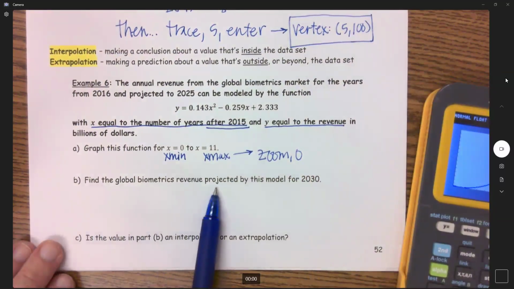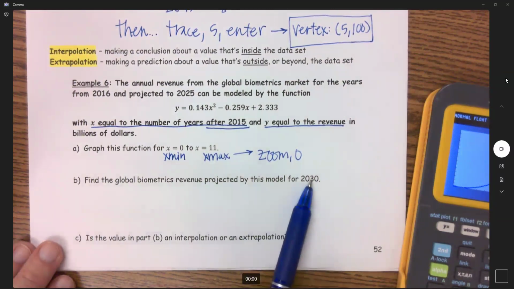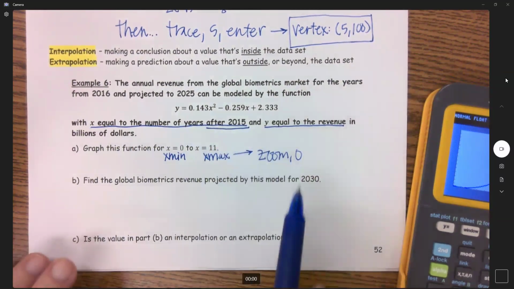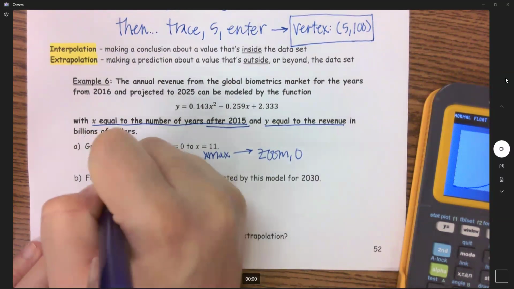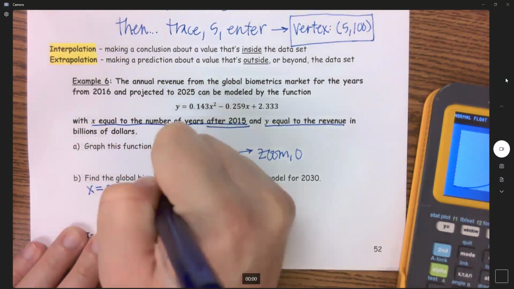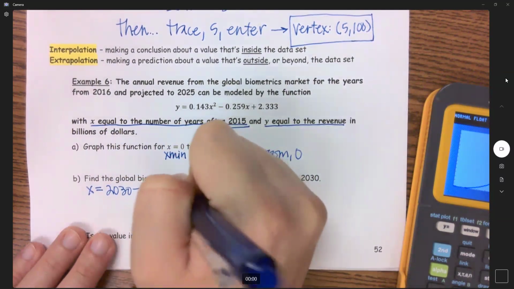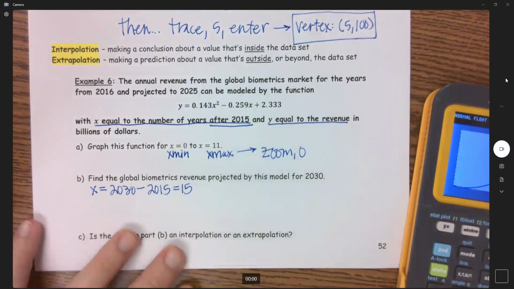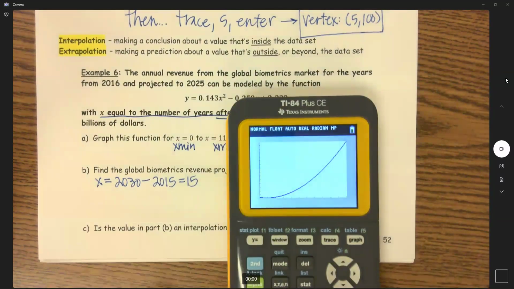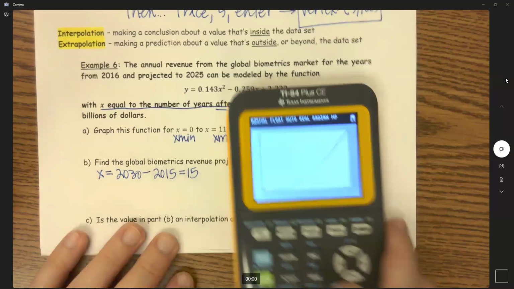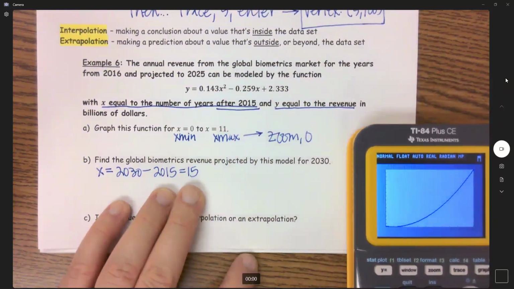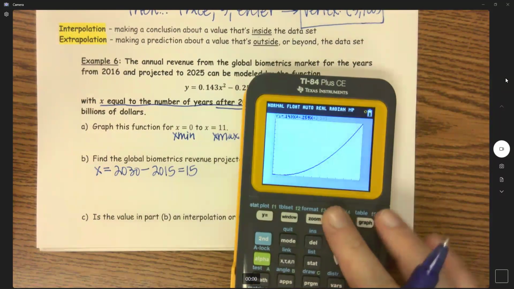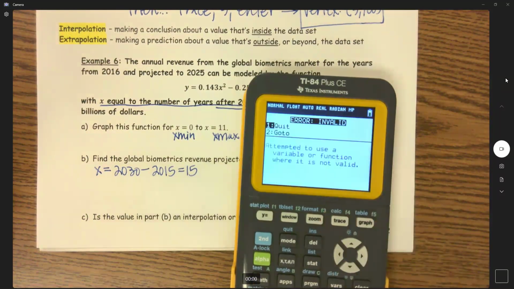Find the global biometrics revenue projected by this model for 2030. So if X is the number of years after 2015, my X will equal 2030 minus 2015 to get an X of 15. Hopefully that rings a bell, but let's say it didn't, because this is going to happen often. To find this, all I need to do is hit my trace feature. Anytime you're given X, use trace. So if I do trace 15 and hit enter, I get an error.